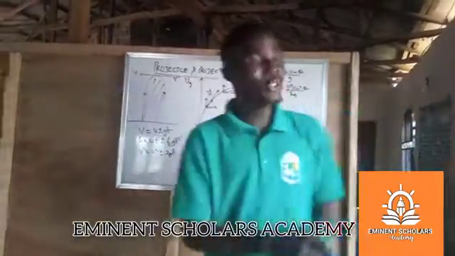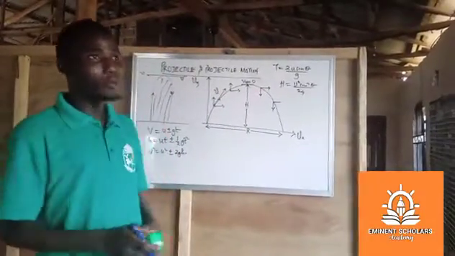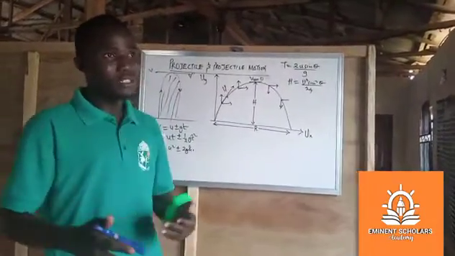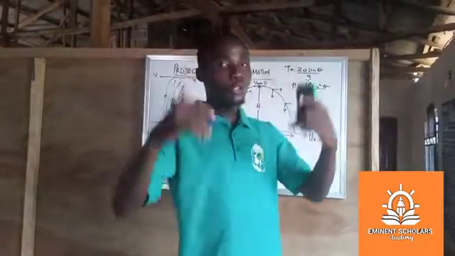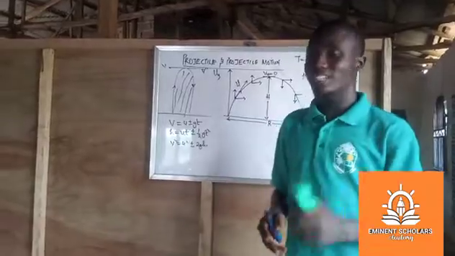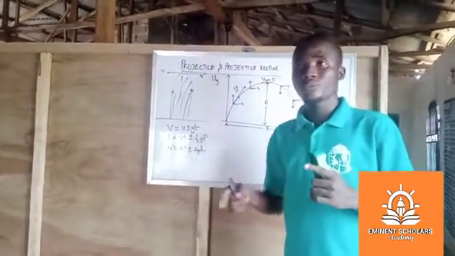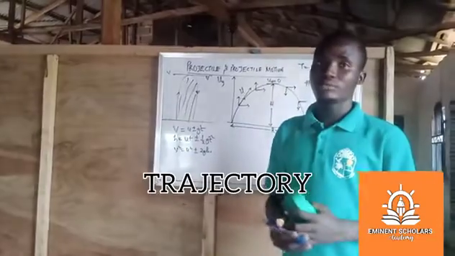In today's class, we'll be looking into projectile and projectile motion. First, let's define a projectile. A projectile is an object that, when launched or thrown into space, moves freely by itself under the force of gravity. And the path through which a projectile travels is called trajectory.